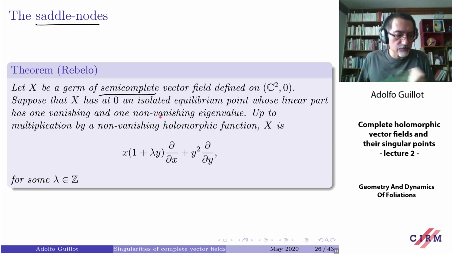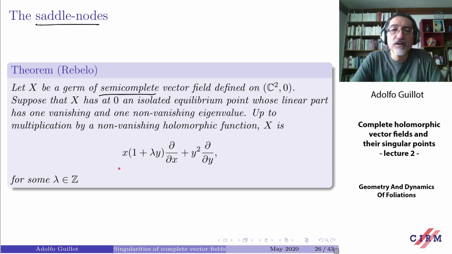Okay, suppose, for example, that you have a global complete vector field, and you look at a singular point and you see a saddle node. So what this theorem tells you is that, up to multiplication by some non-vanishing holomorphic function, X has a very particular form, and it has the form written in the slides for some integer lambda.